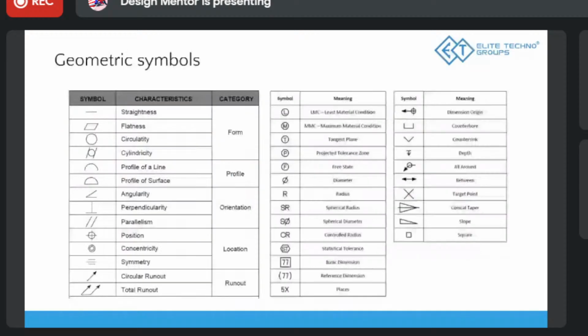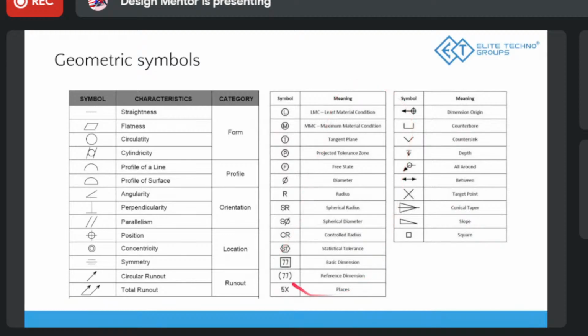Then let's come to the main, you could say, the masala of this boot camp. That is the geometric symbols. Now there are 14 symbols exactly, right? You can see all of this. They have certain characteristics, certain names, and categories. So form is there, profile is there, orientation is there, location is there, and runout is there. They control particular things of a particular component. How they do it, we'll see in the further slides.